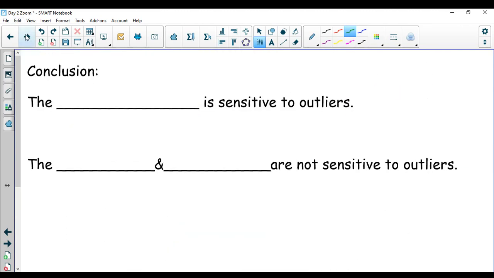And the words that you'll see that go along with that concept are that the mean is sensitive to outliers. That means outliers can change the mean. It can skew your mean. But changing one number in a set of data, even to change it to an outlier, doesn't affect the median and the mode. Or if it does happen to change it, it would be slightly. And so we say they are not sensitive to outliers.